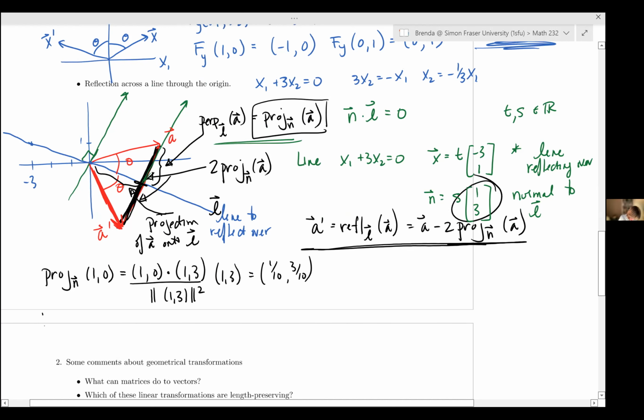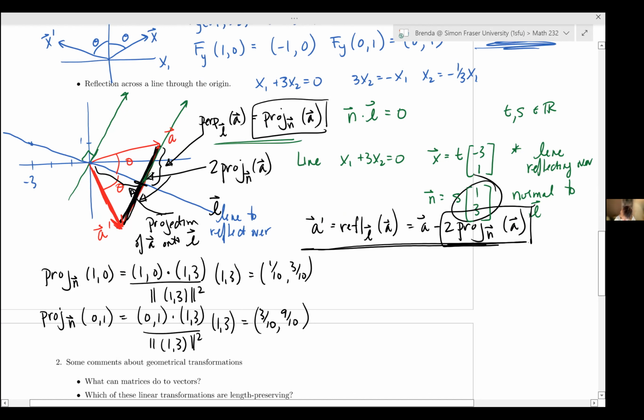I do the same thing, the projection onto N of 0, 1, which is 0, 1 dot 1, 3. A bunch of these calculations are exactly the same. Okay, I make that calculation. Check my calculations. I got 3/10 and 9/10. Okay, so I'm now going to multiply that by 2. So I'm computing this thing right here.